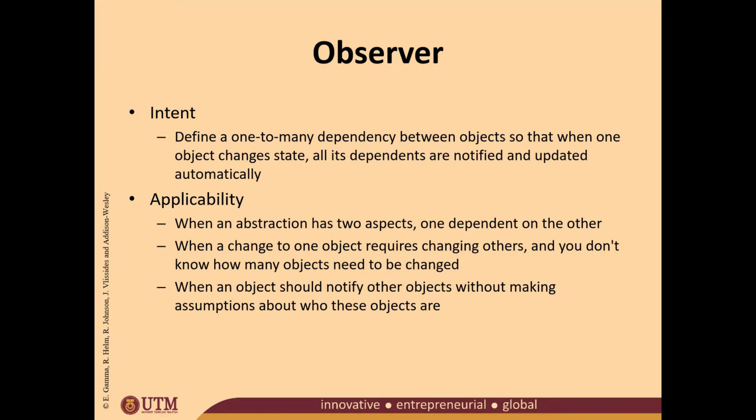Now the applicability: when an abstraction has two aspects, one dependent on the other. When a change to one object requires changing others, and you don't know how many objects need to be changed, because as time goes by, the system is getting complex, with too many dependent classes among each other. And when an object should notify other objects without making assumptions about who these objects are.